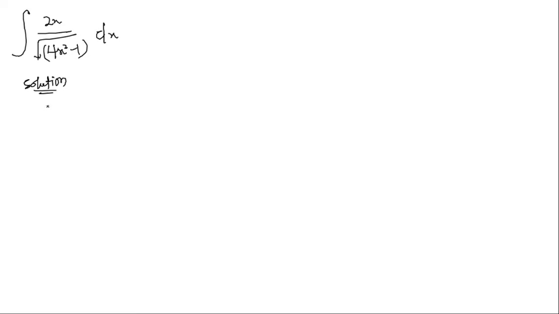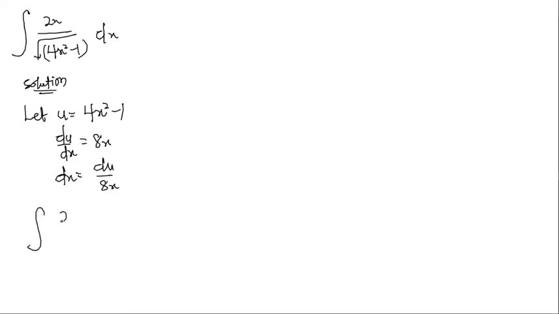As usual, we say let u be the function we have at the denominator over here, that is 4x squared minus 1. If we differentiate the function, we get du/dx equal to 2 multiplied by 4, which is 8x. The 1 is a constant, and when we differentiate a constant, it becomes 0. So we make dx the subject over here, and we get du on 8x.